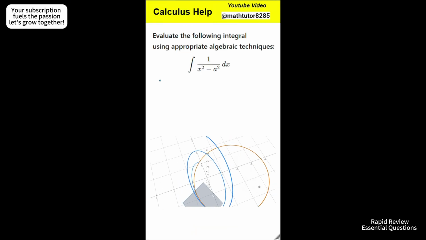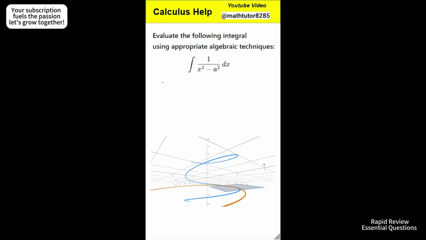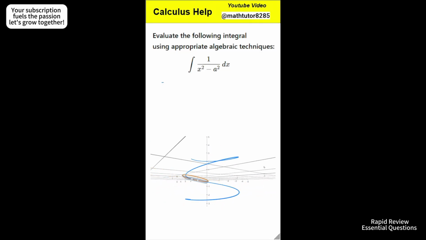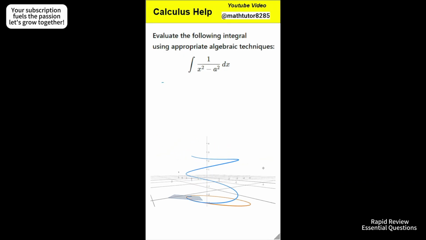This question is to evaluate integrating rational functions, a logarithmic approach. Evaluate the integral of 1 divided by the quantity x squared minus a squared with respect to x. Give your final answer in terms of natural logarithms and include the constant of integration.